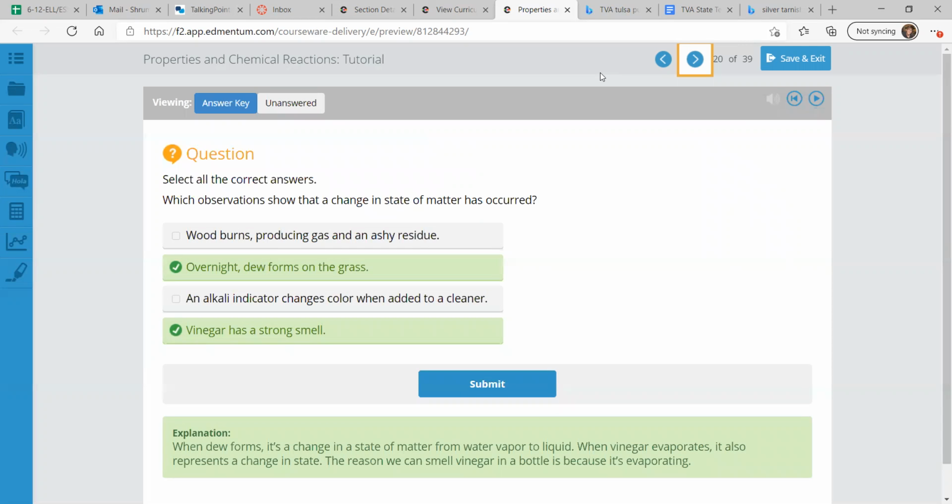Which observations show that a change in state of matter has occurred? Overnight, dew forms on the grass, and vinegar has a strong smell. When dew forms, it's a change in a state of matter from water vapor to liquid. When vinegar evaporates, it also represents a change in state. The reason we can smell vinegar in a bottle is because it's evaporating.